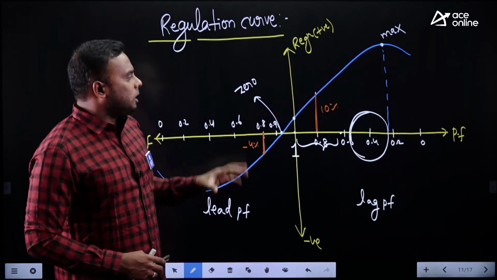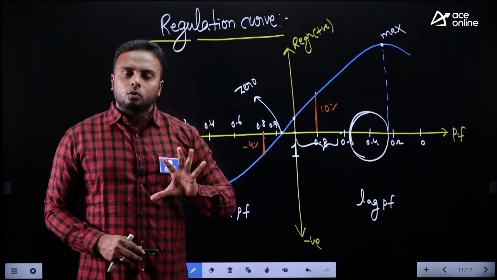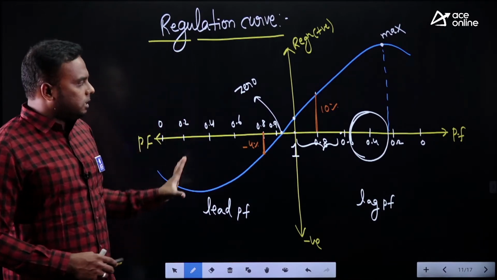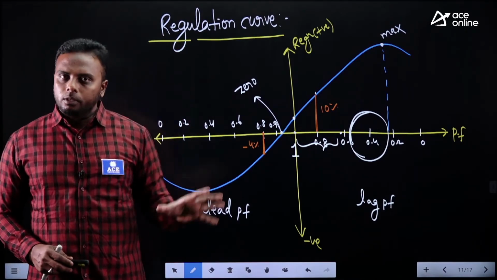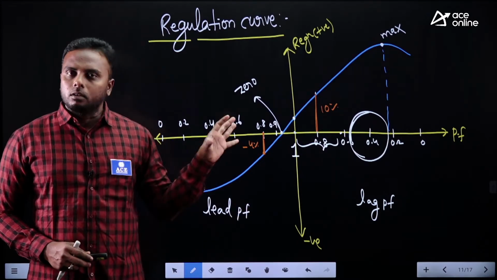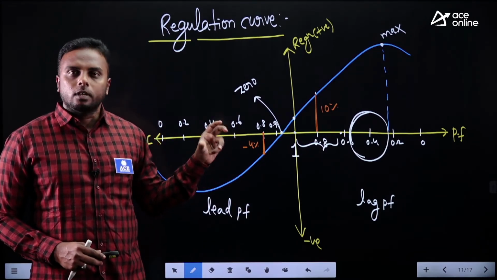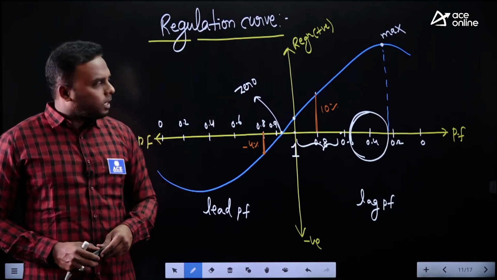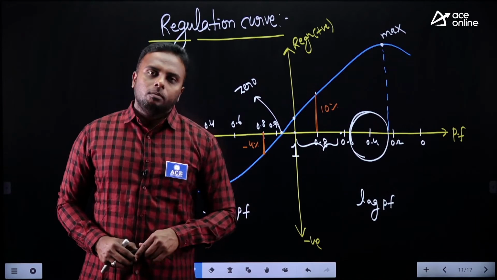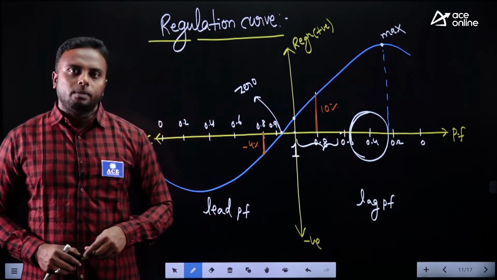Okay. So this regulation curve will give you answer for so many questions in the previous examinations. If you want, just observe the graph and try to look at the previous questions once. You can answer most of the questions very easily from this graph. But this graph, you should have clarity on this first. Okay. So this is our today's topic on the voltage regulation of transformer, one of the performance parameter.